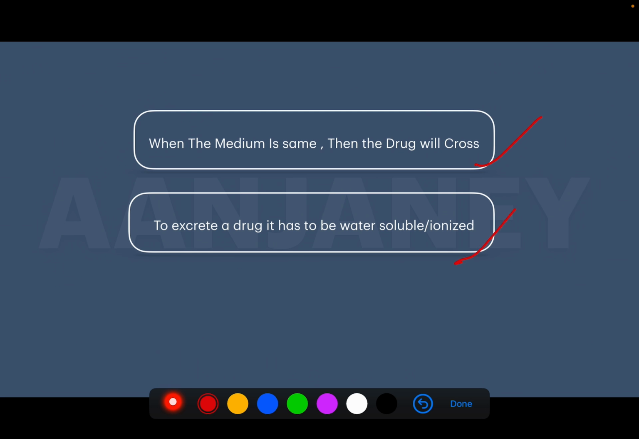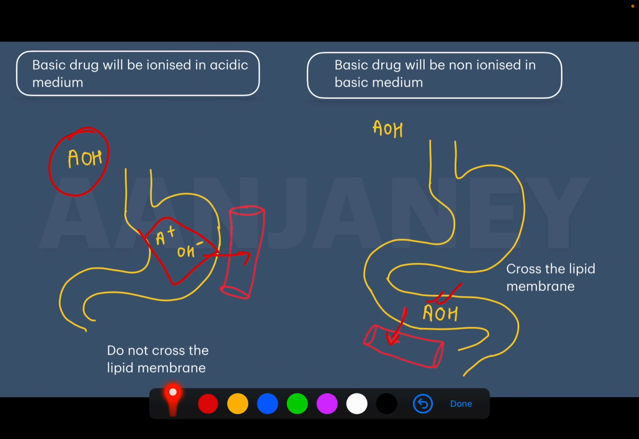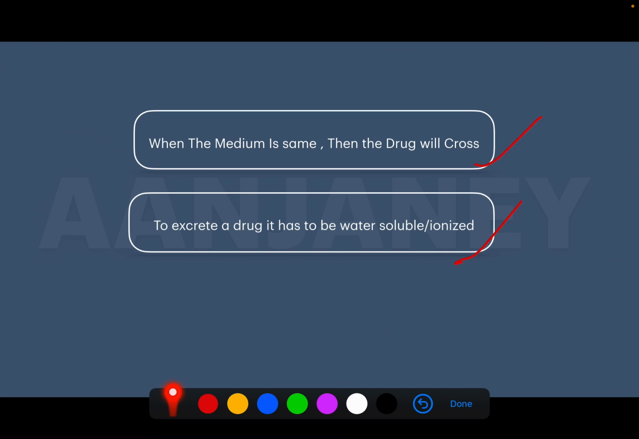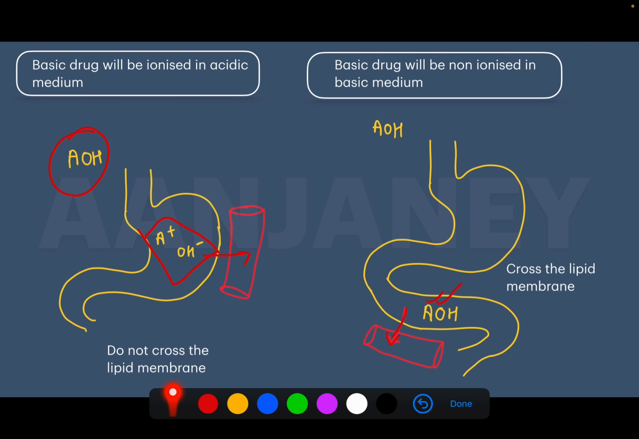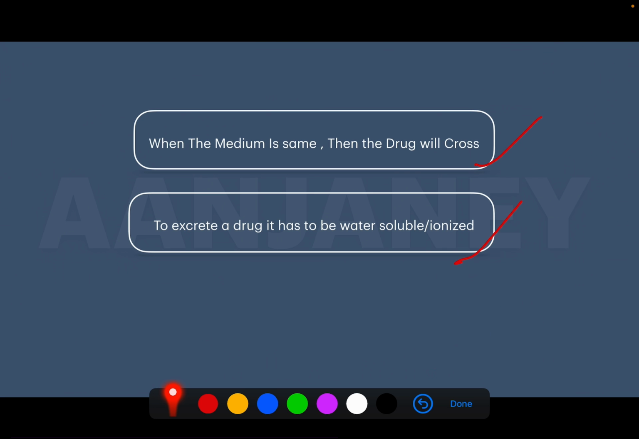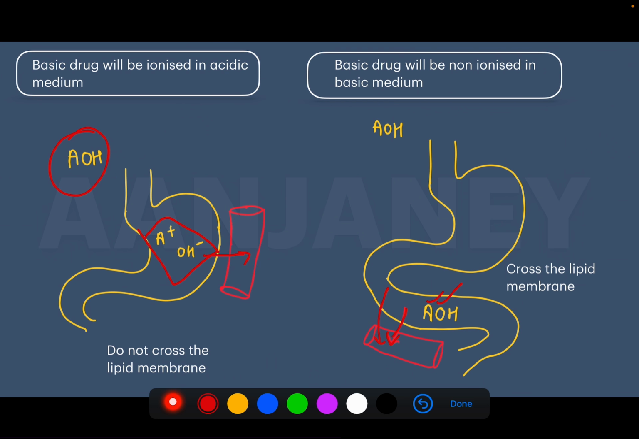So two most important things we know: when the medium is the same, then the drug will cross. Here, basic drug, basic medium, drug crosses. And to excrete a drug, it has to be what? Water soluble. Here it exists as ions which are soluble with the ions of water, so this will be excreted out. So water soluble drugs are excreted out. You know what our body does? Any drug, the body converts it into a water soluble form so that it can be excreted out via urine, and it doesn't come inside the blood vessel or keep circulating in our body. So the most important thing to excrete a drug is to convert it into water soluble form.